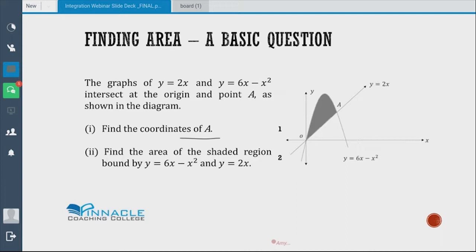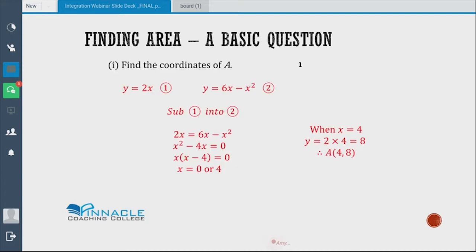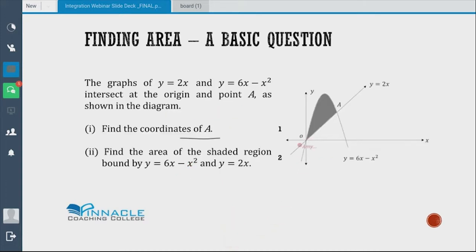All right, so I'm pretty sure we don't have much problems solving simultaneous equations. So let's have a look. So equation 1, equation 2, sub 1 into 2. So then it becomes 2x is that. Move everything to one side, so move everything to the left side. So factorize, 0 or 4. So if you go back to the diagram, 0 obviously relates to the origin. You're really looking at 4.